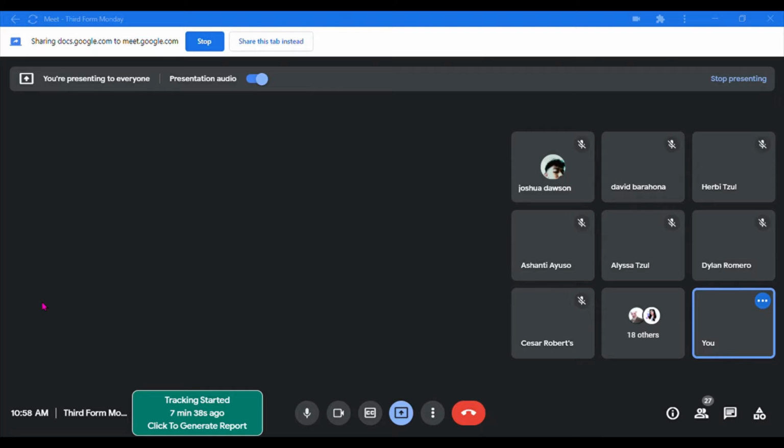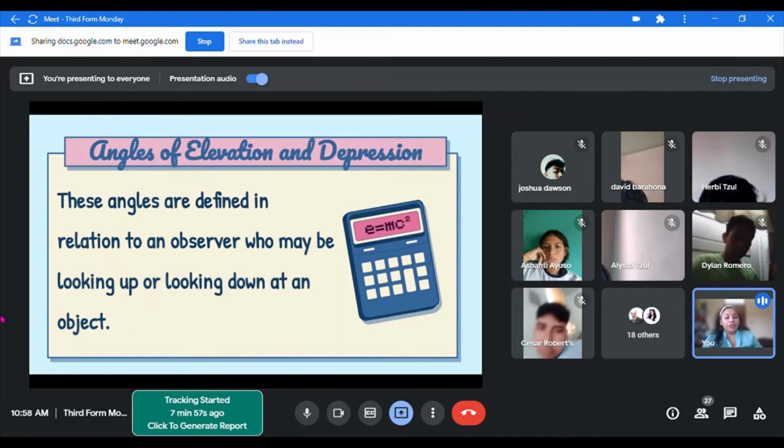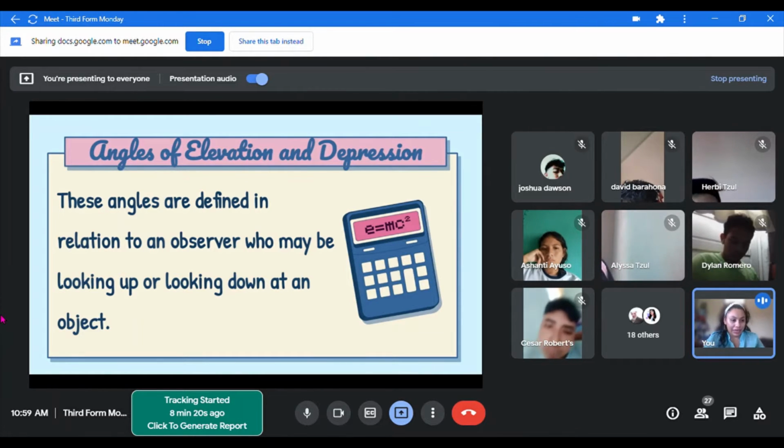So now, what are these angles? These angles are defined in relation to an observer who may be looking up or looking down at an object. So, if I am the observer or if you are the observer, there is something that we call a line of sight. Your line of sight is what you are looking at directly to something. Right now, you are looking directly at your phone, directly at your laptop, directly on your tablet. That is your line of sight.